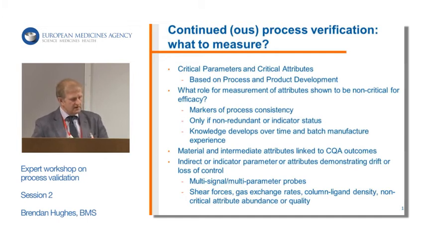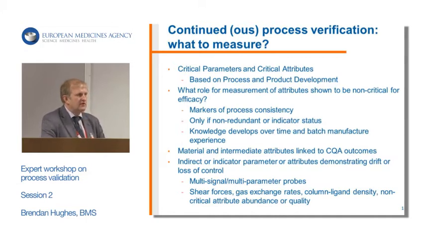So what do we measure? My question today was around markers of process consistency. And so one of the discussions we want to have is, when we say process consistency, ultimately, I think it has to be process consistency in terms of the critical quality attributes of the product. There are many different ways you can measure what's going on in a process, but we'd like to focus on process consistency where we have evidence that it impacts the critical quality attributes of the product.